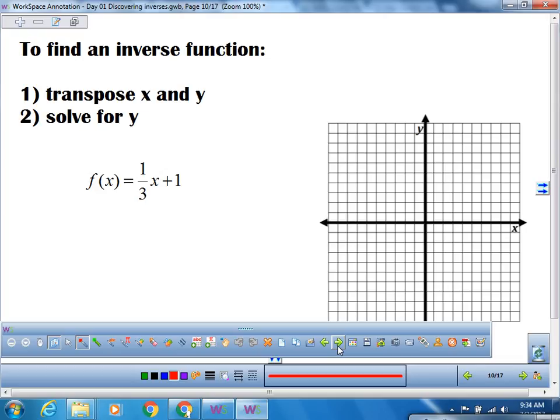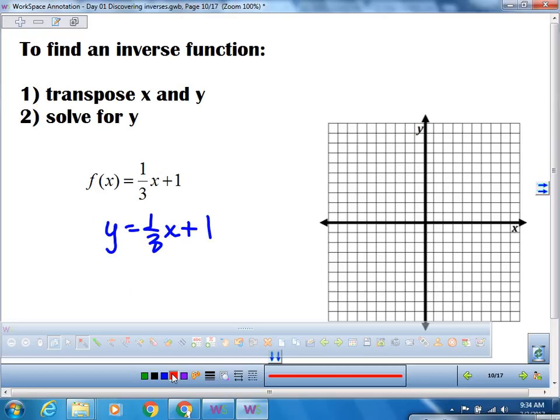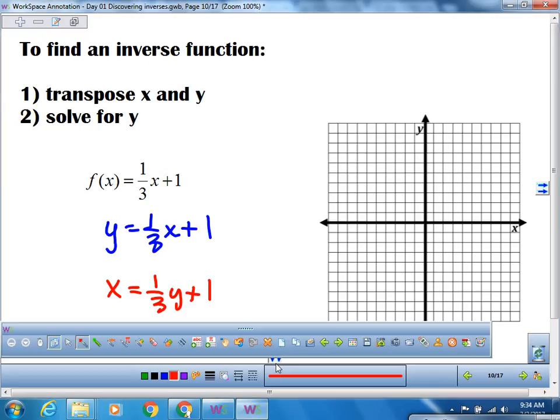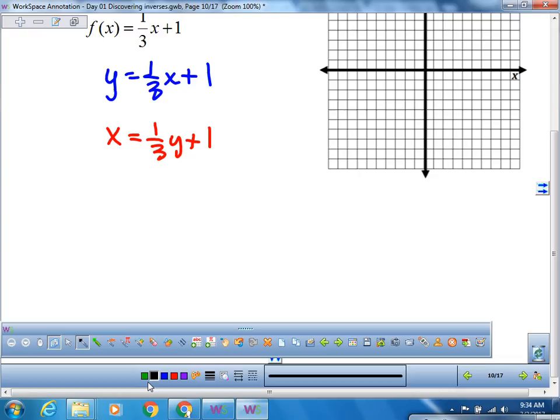All right, so I'm going to do it one more time. So I say y equals 1/3 x plus 1. I switch x and y, so this is going to be x equals 1/3 y plus 1. That's my first step. What's my next step? Multiply everybody by 3. That makes this go away, right? That gets rid of my fraction. It's called clearing the denominator, right? We're getting rid of the fraction.